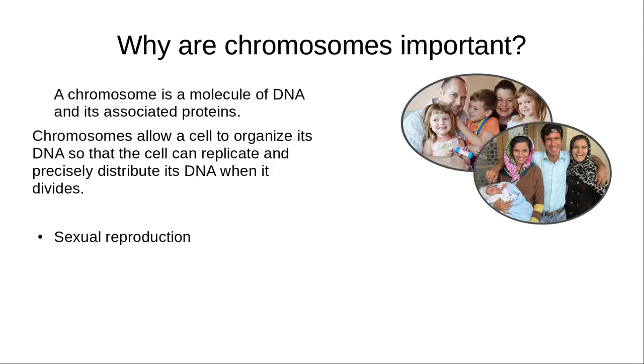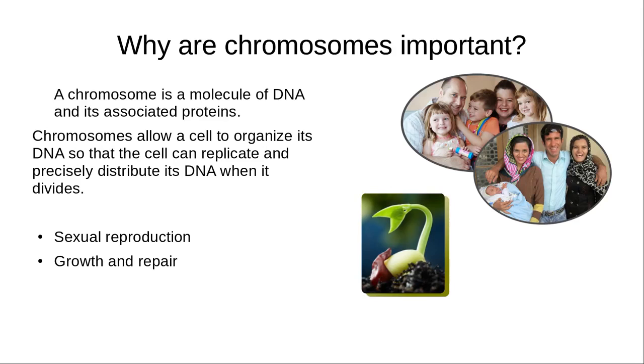Have you ever looked at a family photograph and wondered why some features are shared among some family members, but not others? For organisms that reproduce sexually, the way in which individuals inherit chromosomes from their parents is responsible for the variation that you see among offspring. So, chromosomes contain the hereditary information that is passed on from one generation to the next.